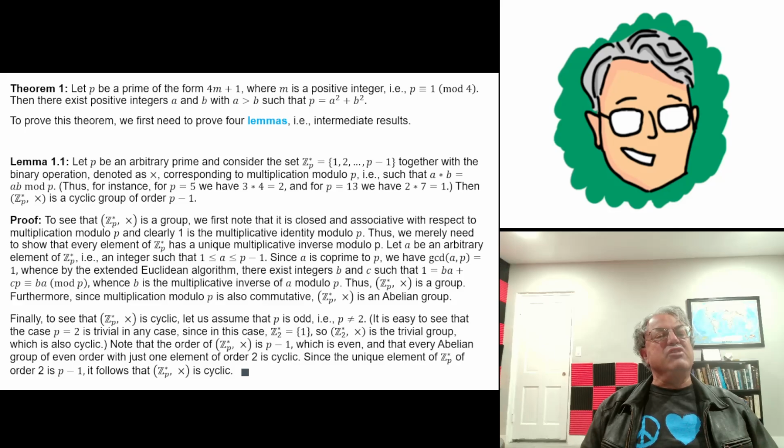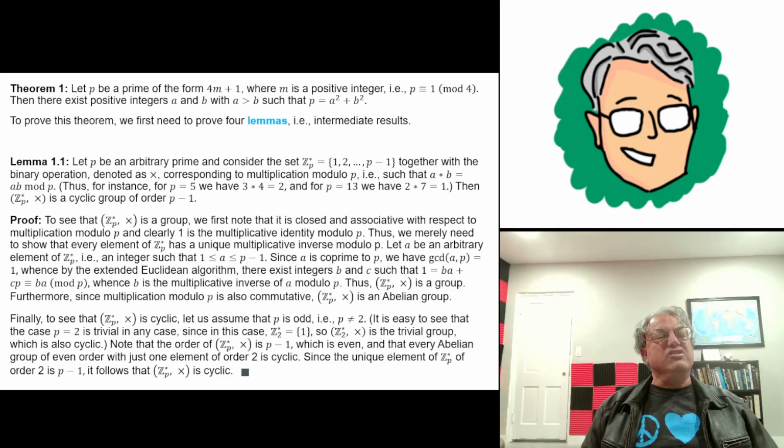So here's the lemma. Again, we're letting p be an arbitrary prime. Just arbitrary, it doesn't even have to be congruent to 1 mod 4, it could even be 2. Any prime you want. Now we're going to consider this set, which I call Z_p star. Z_p star is just the set of integers from 1 to p minus 1: 1, 2, 3, up to p minus 1. Not a very complicated set. And of course, there are p minus 1 elements.